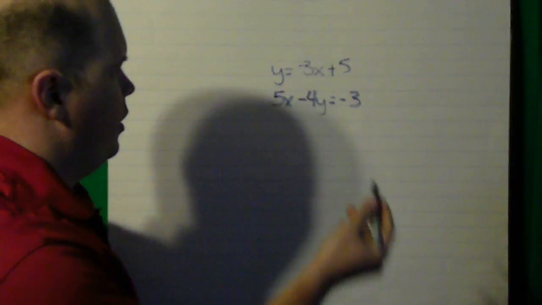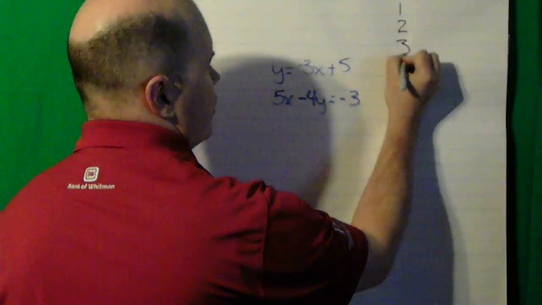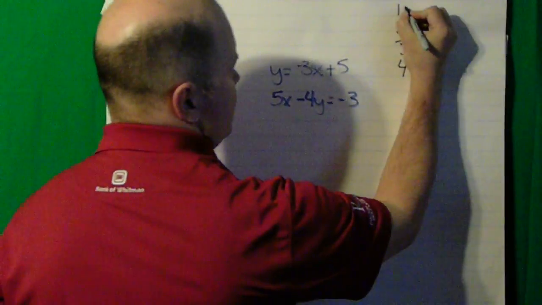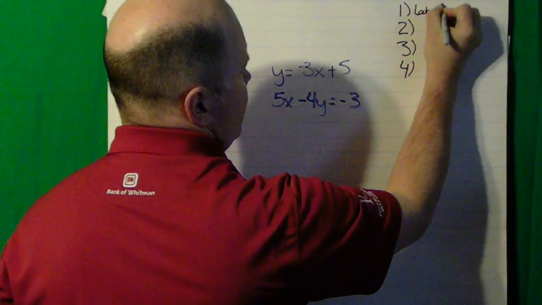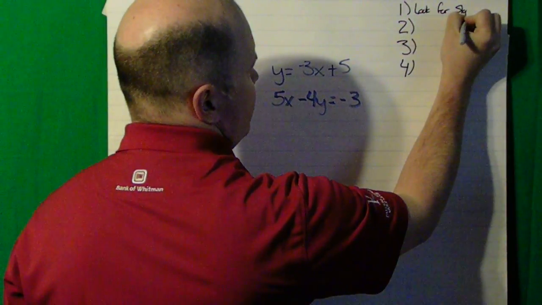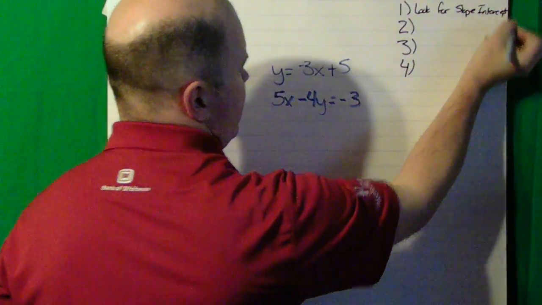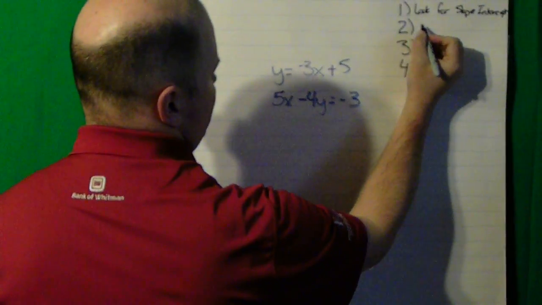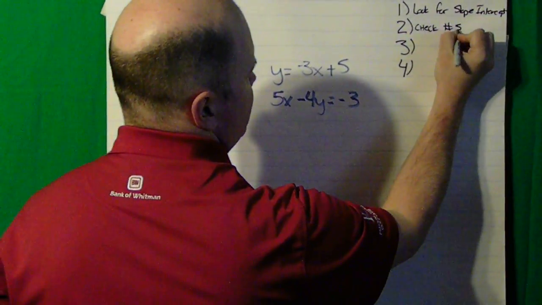Okay, here we have the same thing. If we numbered out what we're doing, okay, we're going to look for slope-intercept form. Okay, we're going to check our number of solutions.